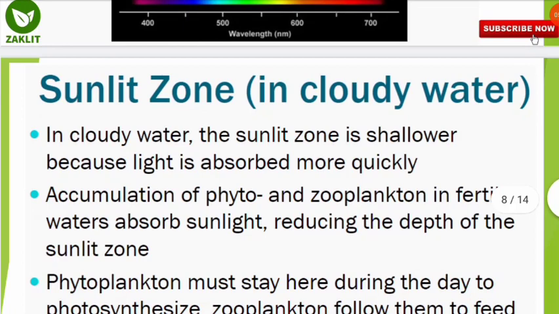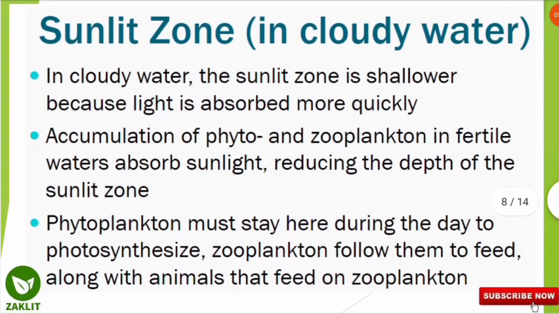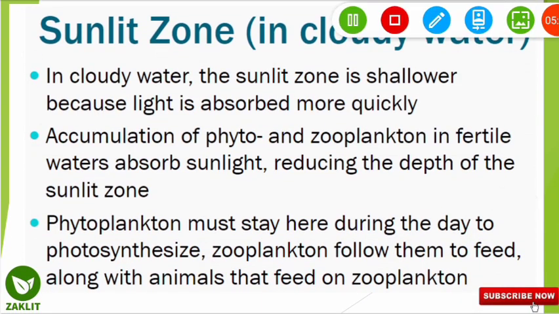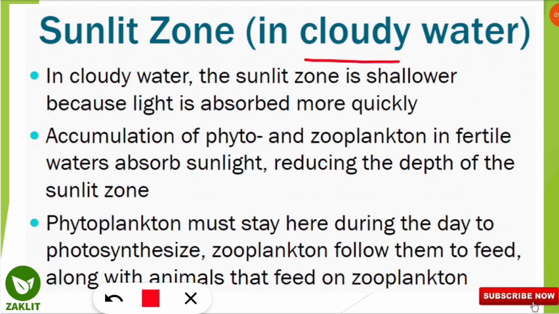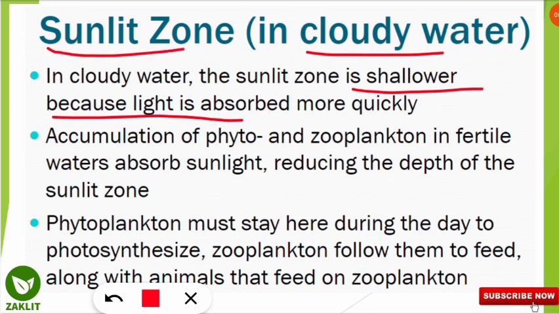Before moving to the next zone, I would like to say there are two kinds of sunlit zone: one in clean water and one in cloudy water. Cloudy water means much more turbidity is present, which makes the sunlit zone cloudy. So in cloudy water, the sunlit zone is actually very shallow. That means the depth is less, because light is absorbed more quickly here and does not go much deeper because of the turbidity.